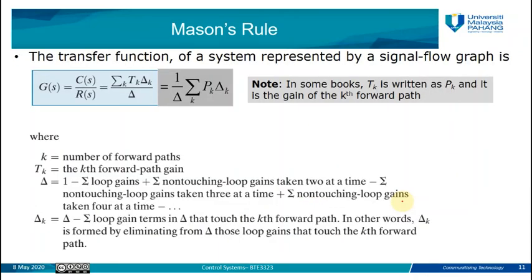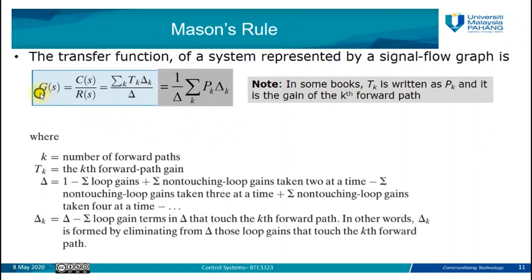So now we are going to talk about Mason's rule. What is Mason's rule? Actually, it is a formula which represents the overall transfer function of a complicated signal flow graph. So we have a signal flow graph. We don't want to go for reduction techniques, where we convert the graph into a block diagram and then use reduction techniques to find the transfer function. But we can directly use this formula to write the overall transfer function of our signal flow graph.